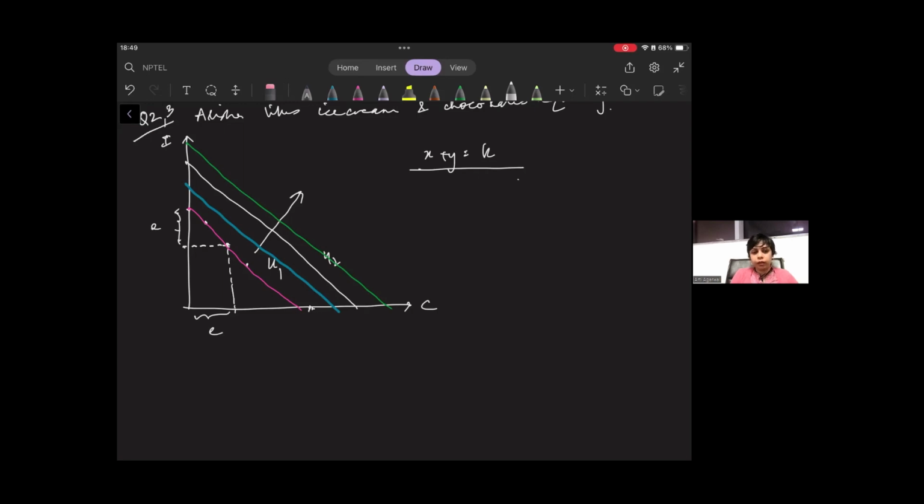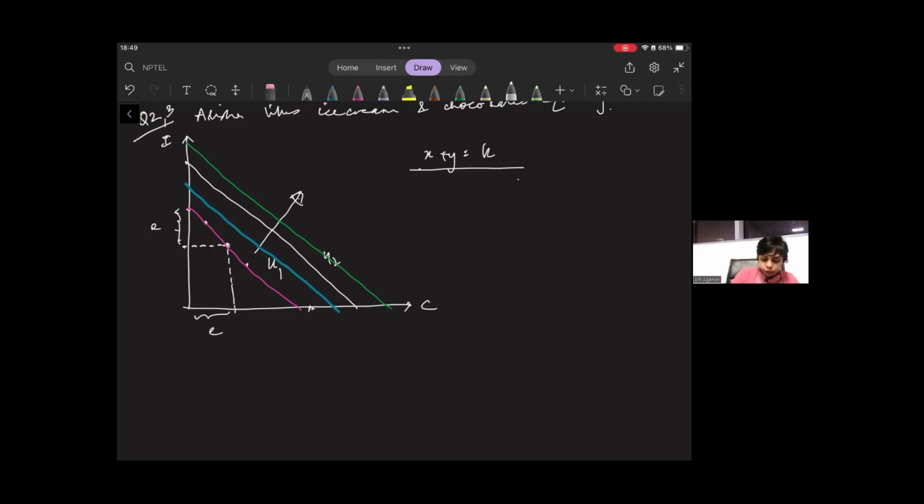For the pink line, k is equal to something, say suppose k is equal to 5. Blue curve, k is equal to 10, maybe. The white curve, k is equal to 15, perhaps. Green curve, k is equal to 20 or 25. So all we know is that this arrow symbolizes that utility is increasing in that direction.